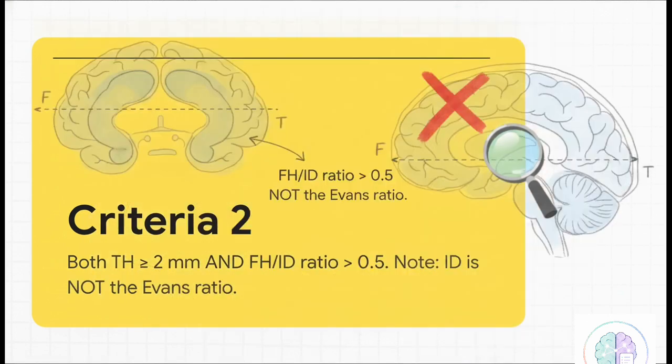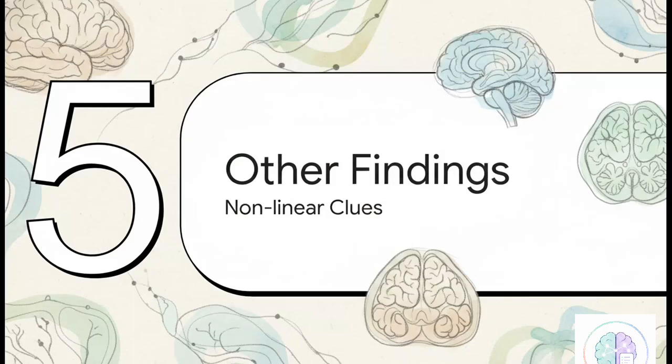Or we can use criteria 2. Both temporal horns are 2 millimeters or larger, but this time paired with a frontal horn to inner diameter ratio greater than 0.5. Now, hold up. Actually really pay attention here. Do not confuse this with the Evans ratio. The ID here is the inner table to inner table diameter, specifically at the level of the frontal horns, not the max BPD. Almost done.